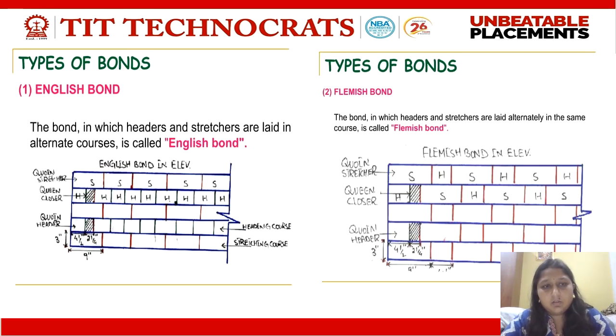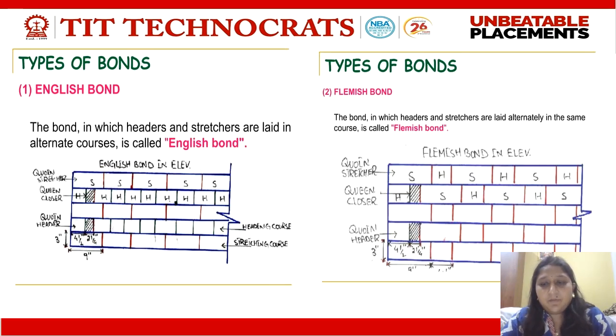So the first type of bond which we need to know is the English bond. The bond in which headers and stretchers are laid in alternate courses. Every time a teacher uses the word course, it means layer in civil engineering. Here, as you can see in the diagram, the first layer consists of all stretchers, the second consists of all headers. Similarly, header, stretcher, and so on.